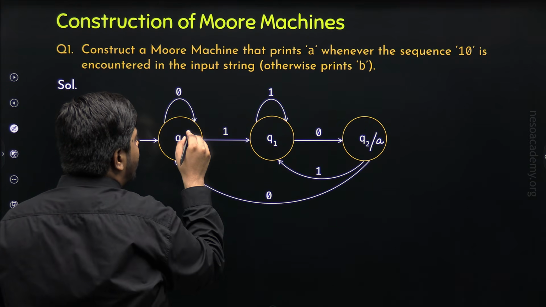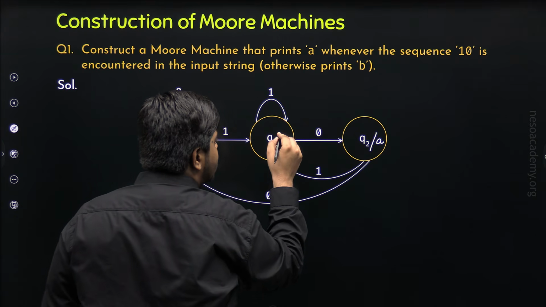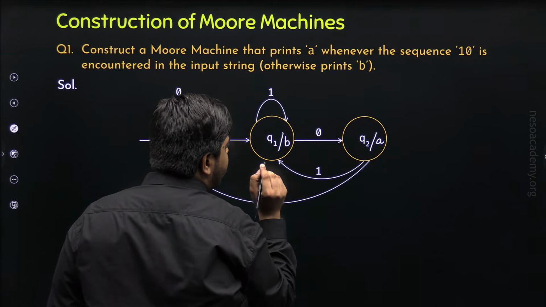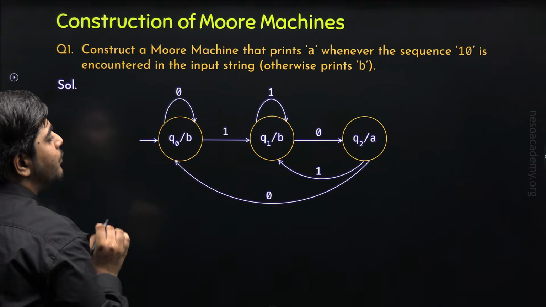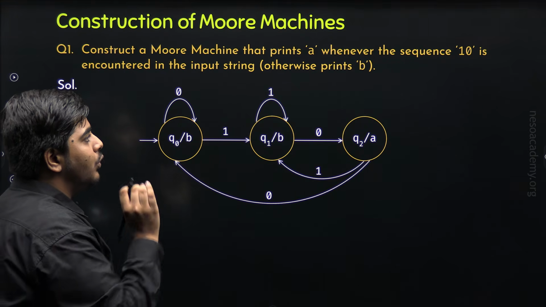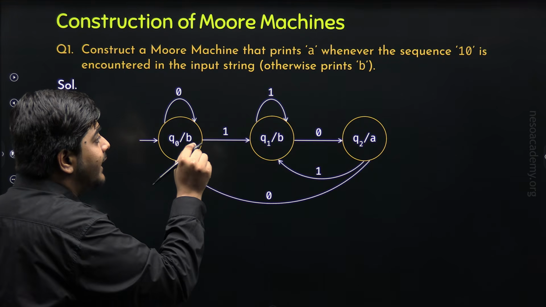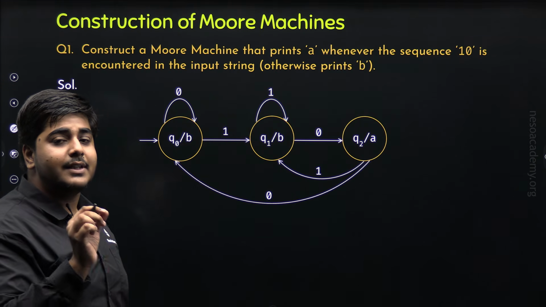So for the state Q0, output symbol will be B. And for the state Q1 also, the output symbol will be B. So this is the required Moore machine for the given problem. I hope you all have understood how to construct a Moore machine for detecting the sequence 10. Now we will proceed with our second problem.